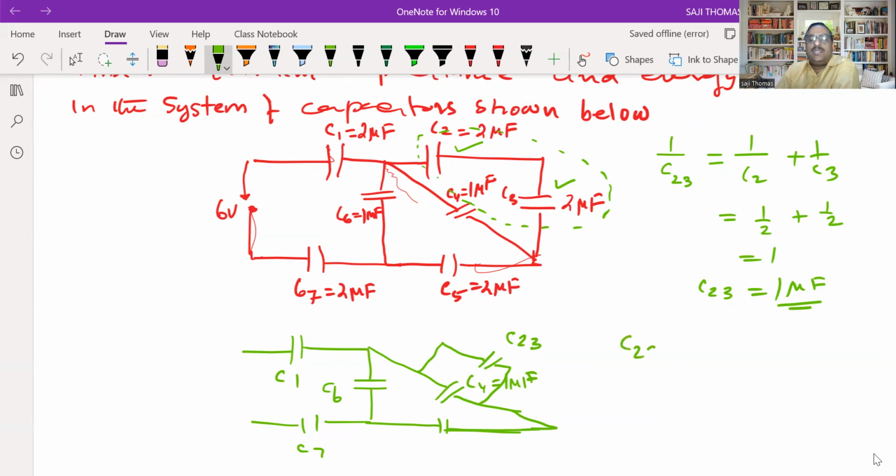So what is C234? C23 and C4 are parallel. C23 you found as 1 microfarad, so this will be 1 plus C4, also 1. So it is 2 microfarad. Okay. Now you have to replace C23 and C4 by a single capacitor. So what will be the diagram now? The diagram is reduced again like this.